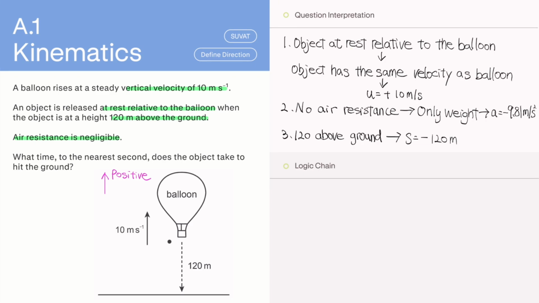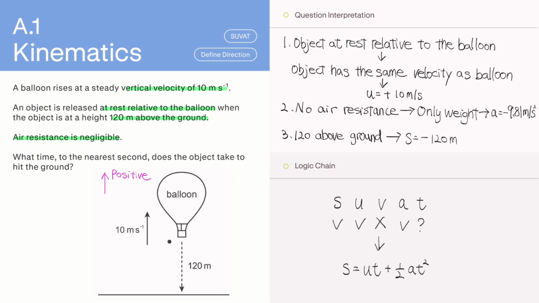The next part is the logic chain. This is where I'll take you through the reasoning steps for answering the question, and you'll be able to apply it to many other similar problems. For SUVAT problems, it is a good habit to identify what's given and what's needed. In this case, we have S, U, A, and we need to find T, the time taken for the object to hit the ground. We have no information about V, the final velocity.